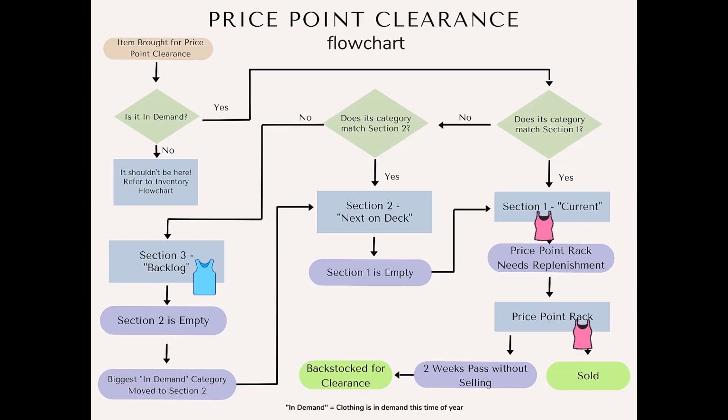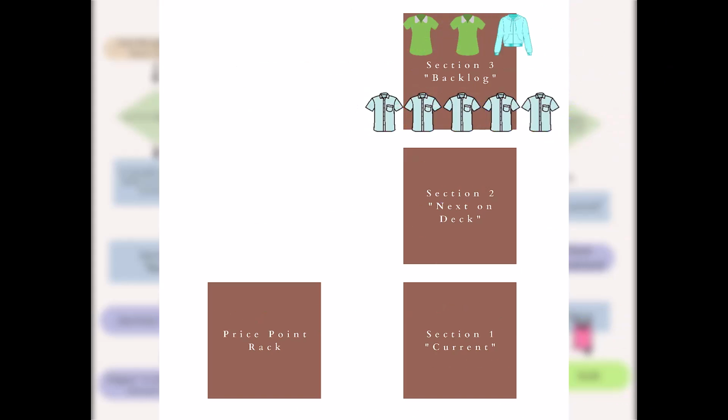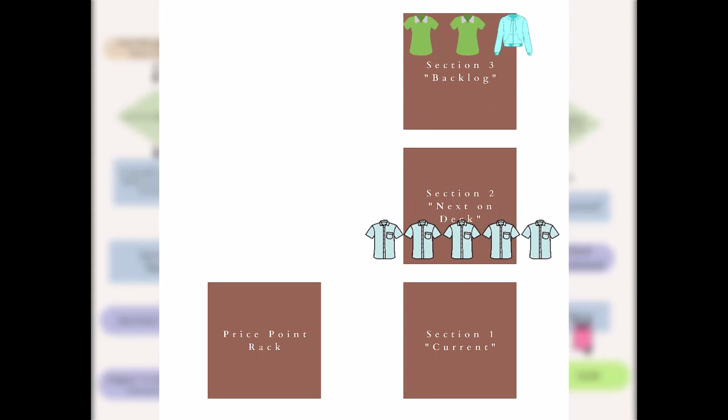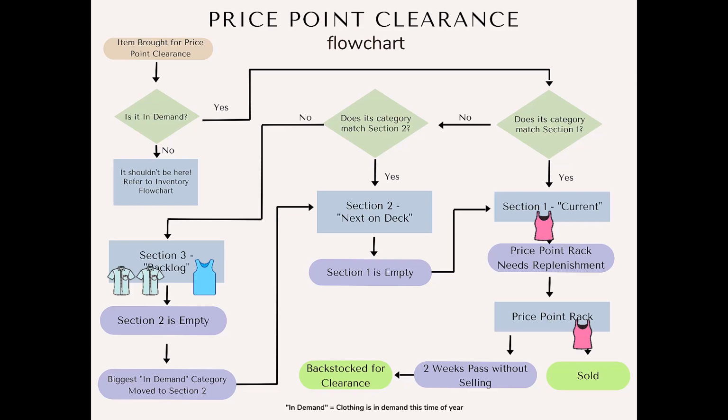The way to determine what to take out of section 3 is we want to look for the biggest in-demand category that's currently in the backlog. For example, if I have 200 women's short sleeve shirts in here, 100 women's hoodies, but 500 men's short sleeve shirts, then men's short sleeve shirts would be the biggest in-demand category because we have the most of it. Basically, what do we have the most of in the backlog that is in demand? Once you determine that, in this case men's short sleeves, you put them into section 2. So in this scenario, we'd have women's tanks in section 1, men's short sleeves in section 2, and everything else in the backlog.